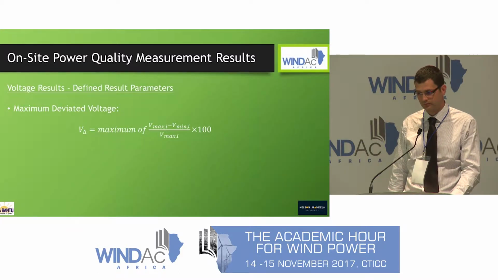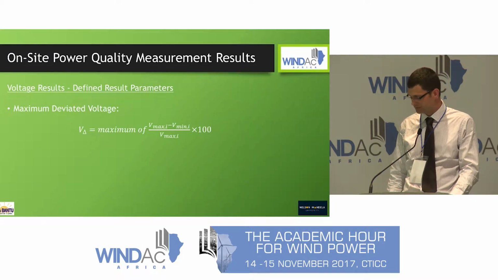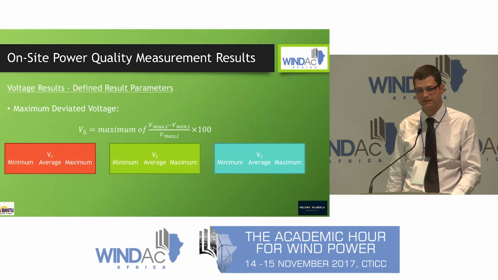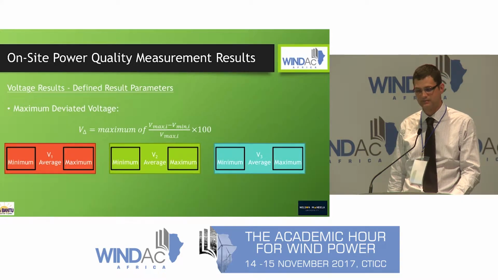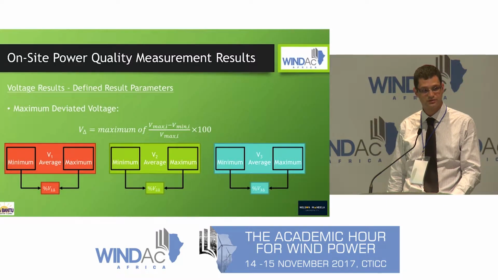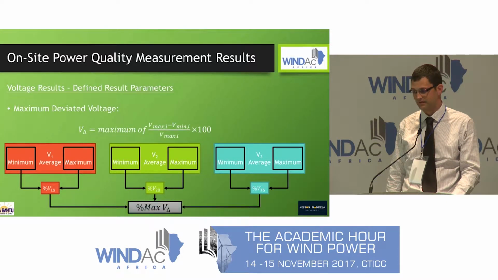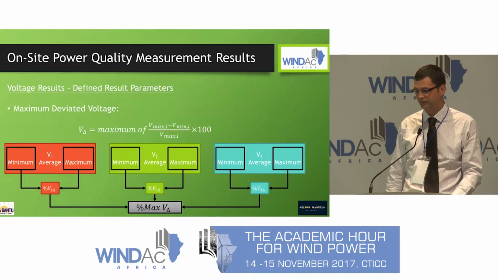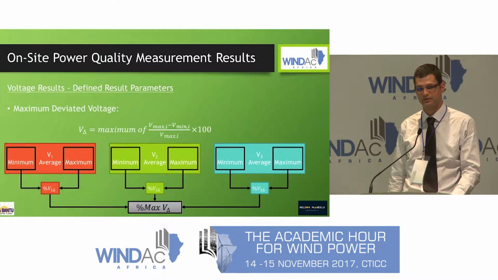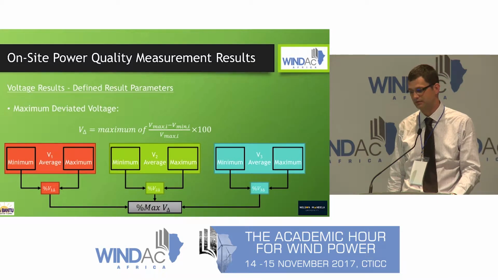Then the second parameter considered, which I refer to as the maximum deviated voltage. If we consider the 10-minute values being measured, per phase, you would have a minimum, an average, and a maximum value. What I did was take the difference between the maximum and the minimum value, change that to a percentage change within that 10-minute period, and take the maximum of the 3 phases. And that value I refer to as the maximum deviated voltage. It gave me a percentage change within the 10-minute period.